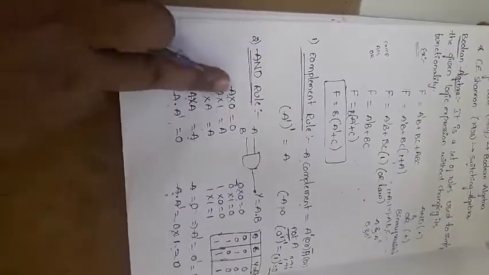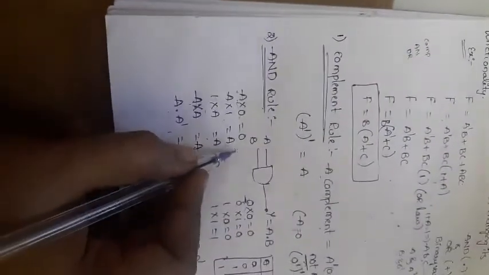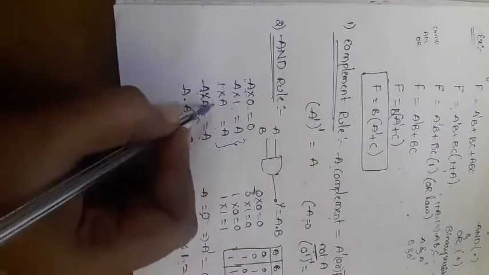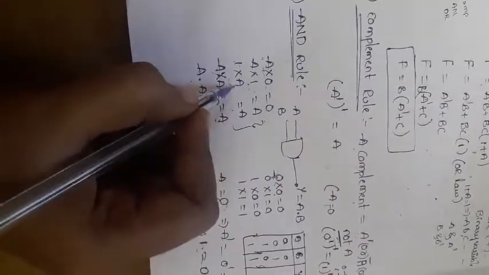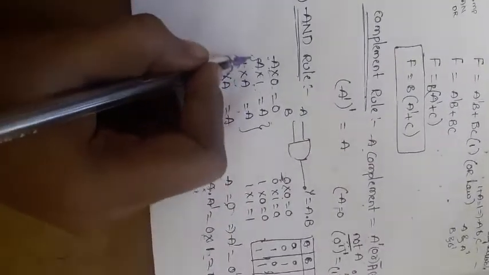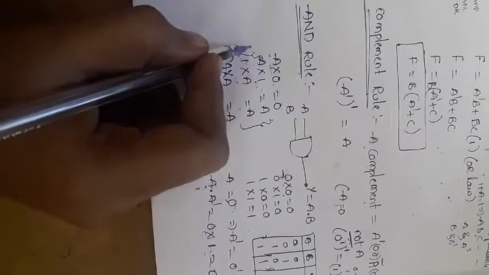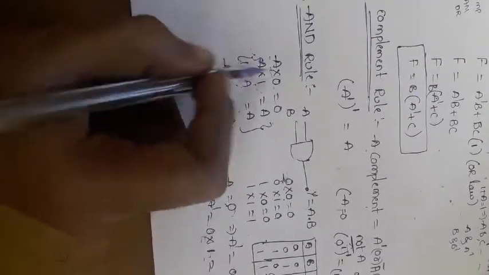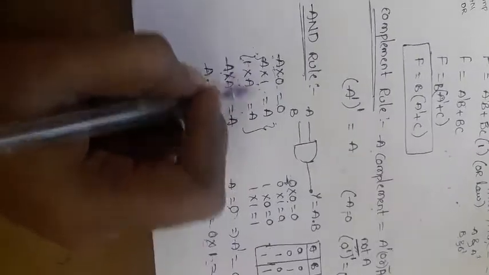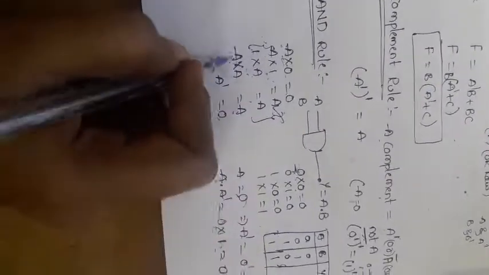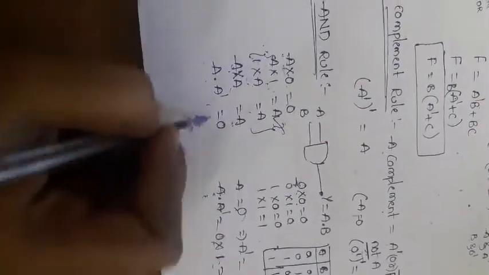How many rules are we having totally? These two rules are the same: 1 into A or A into 1 are both the same, so you can write only one possibility from this. So A into 0 is 0, A into 1 is equal to A, A into A is equal to A, and A into A complement is equal to 0.